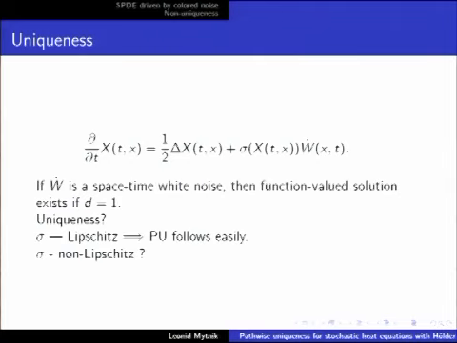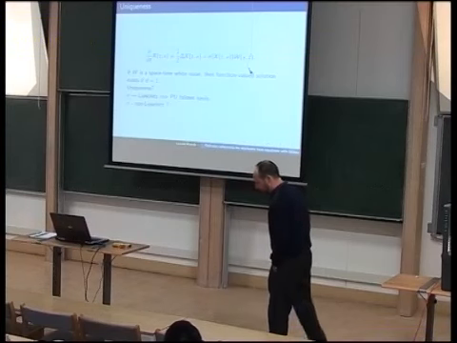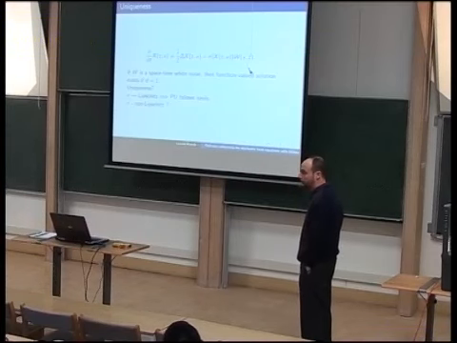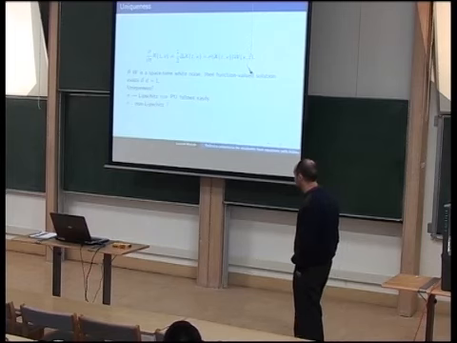It's known, for example, that if W is the space-time white noise, whose correlation in time is delta and in space is also delta, then the function-valued solution exists only in dimension 1. And what about uniqueness? If sigma is a Lipschitz function, then pathwise uniqueness follows easily. If it's not, then it's the kind of question we'll be addressing in this talk.